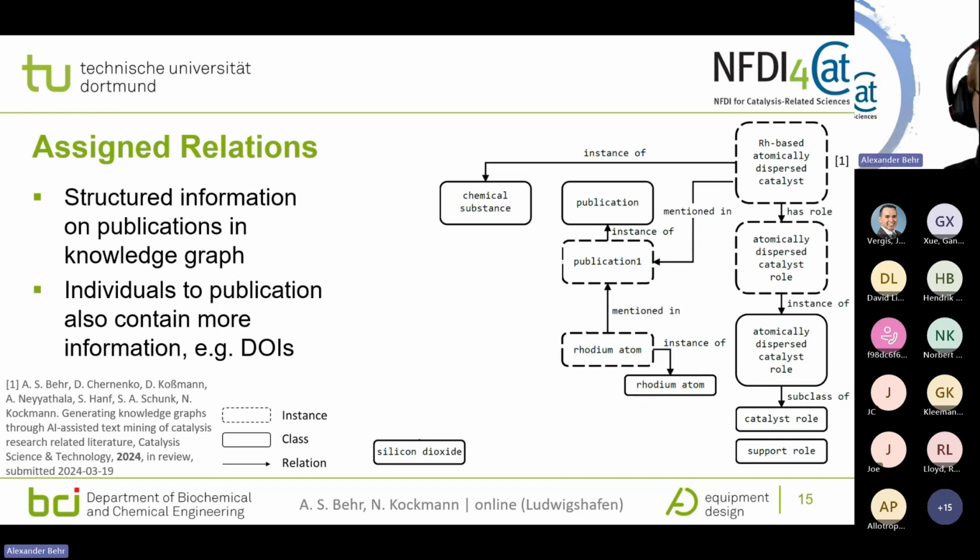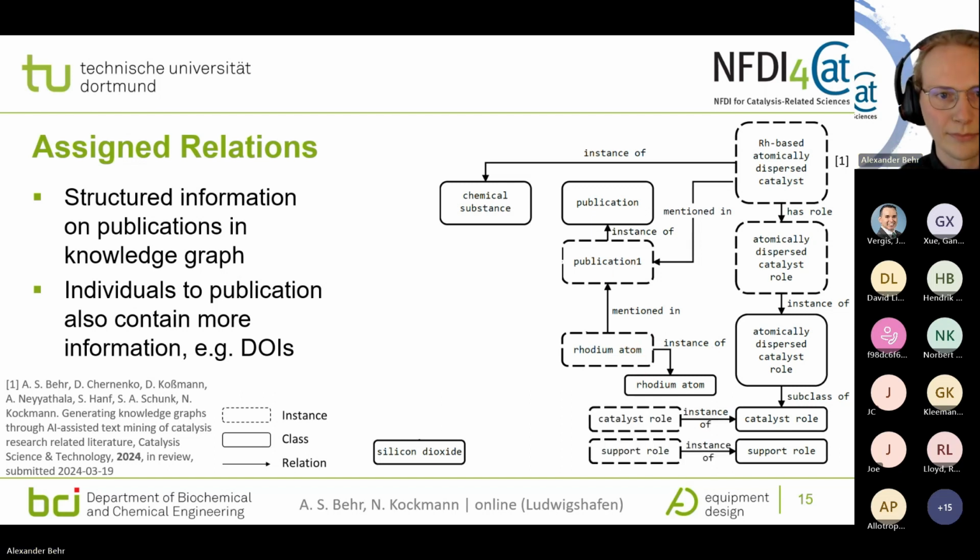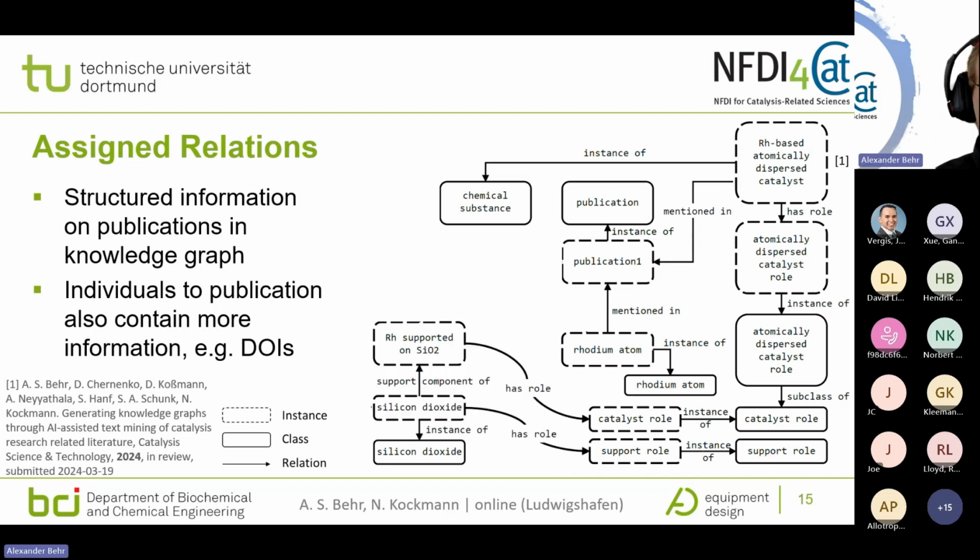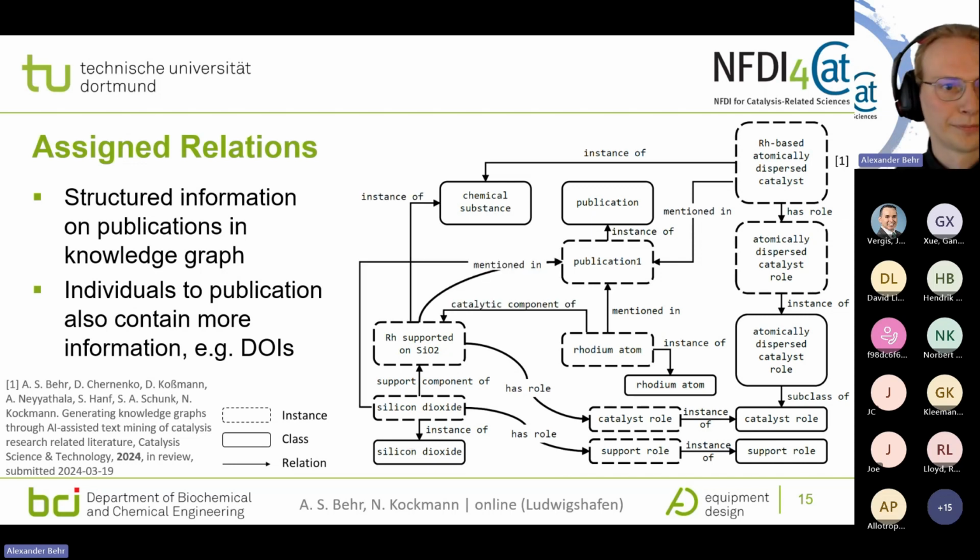Also, a rhodium atom might be mentioned in our publication 1, which would also be an instance of our rhodium atom. And with instantiation of these two classes, we would also be able to say, okay, this other detected string, rhodium supported on silicon dioxide, would have a support component silicon dioxide, which would have the role support role, and the other thing would have the role catalyst role. And the silicon dioxide would also be detected as an instance of the class silicon dioxide.